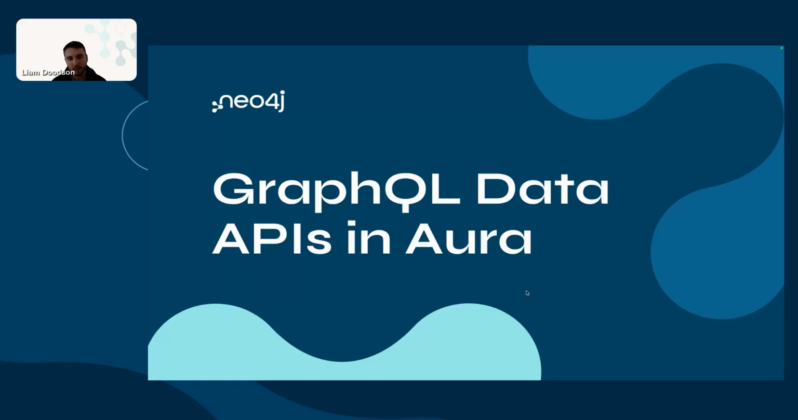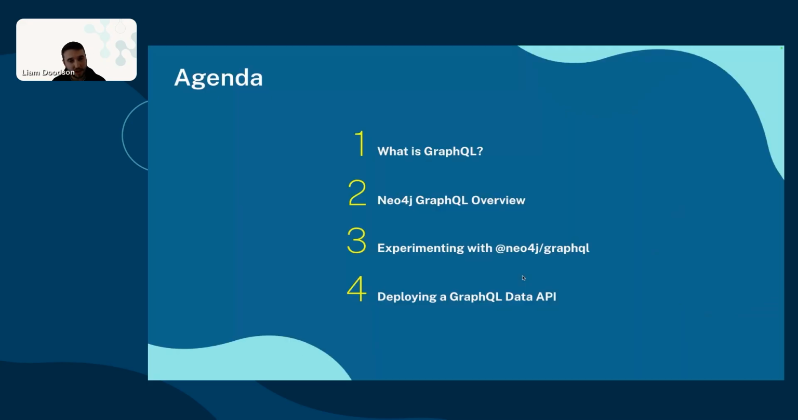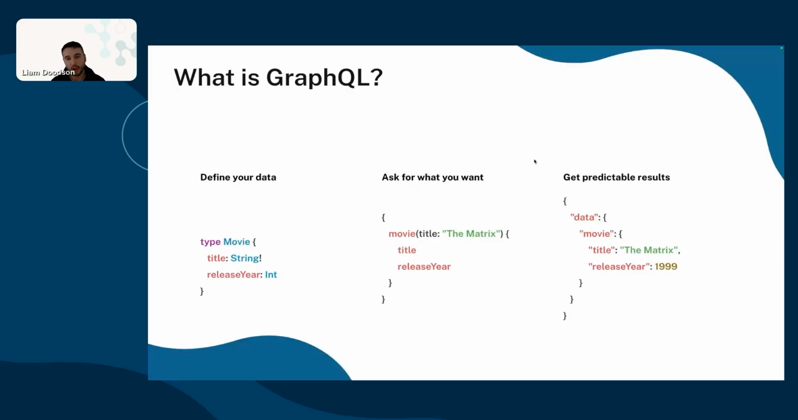I guess more specifically today, I'll give a bit of an overview of what GraphQL actually is, before talking a bit about our GraphQL library here in Neo4j. Then I'll do a quick demonstration of how you can experiment with the GraphQL library using something called the GraphQL toolbox. And then I'll show you how we can go from that experimentation into production by deploying a GraphQL Data API into Aura. But first of all, what is GraphQL?